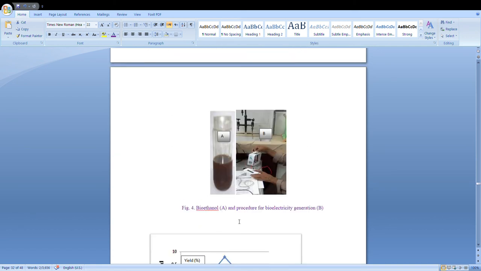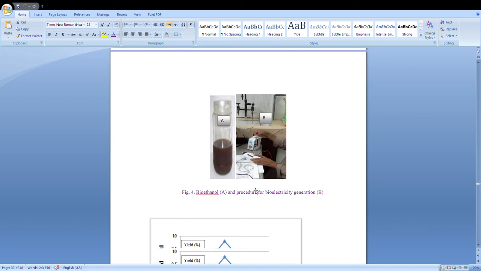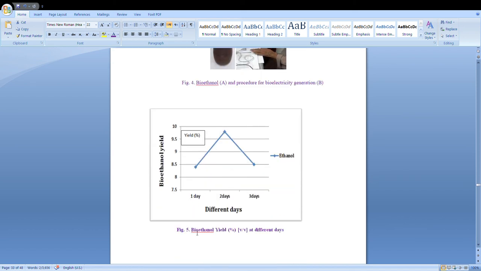Then this is also bioethanol produced for bioelectricity generation. We see the fan is running. This is the bioethanol. We use this bioethanol instead of ethanol. Ethanol is controlled, and this is the bioethanol. You see here the fan is running, energy, and then we can see different types of yield.